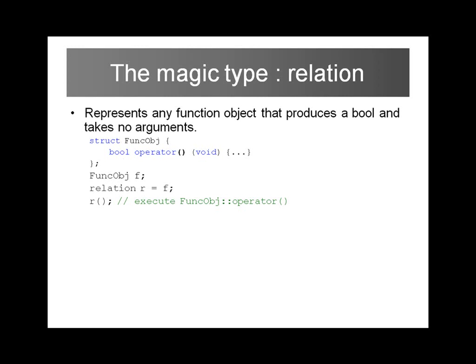Now, as long as we have a function object which satisfies this requirement, we can simply assign it to a relation. So for instance, we are assigning f to r. Once we have assigned f to r, the original type of f is no longer accessible. However, when we invoke the function call operator on r, it will trigger the evaluation of the function object itself that was assigned to it. So in a sense, it's simply a placeholder for storing function objects.